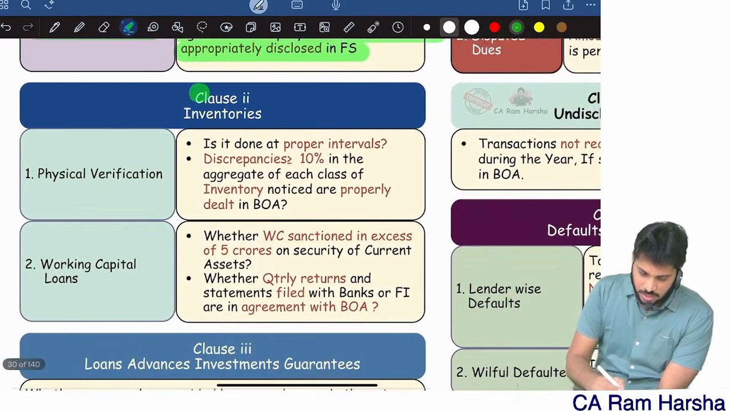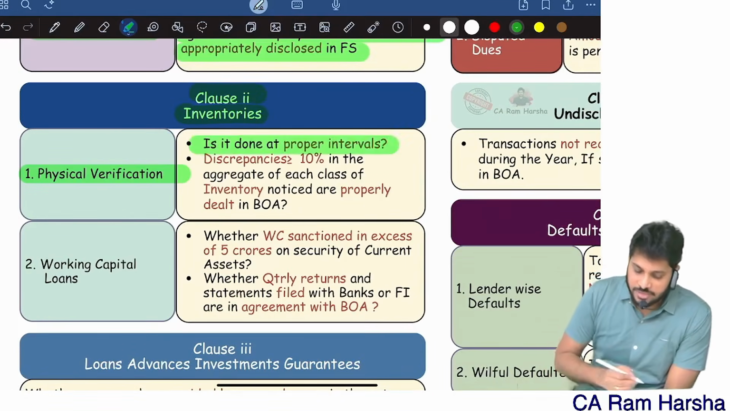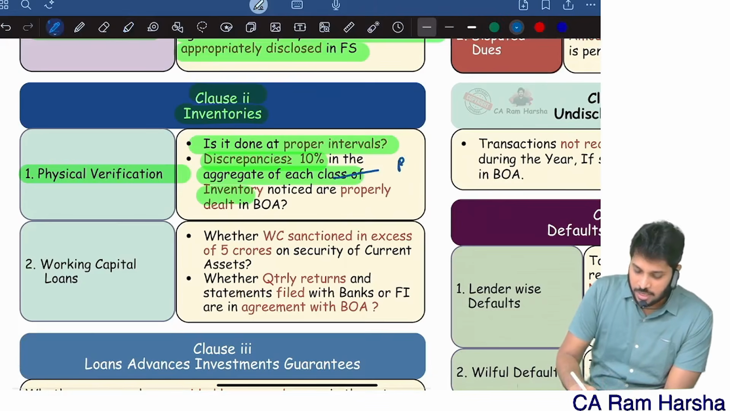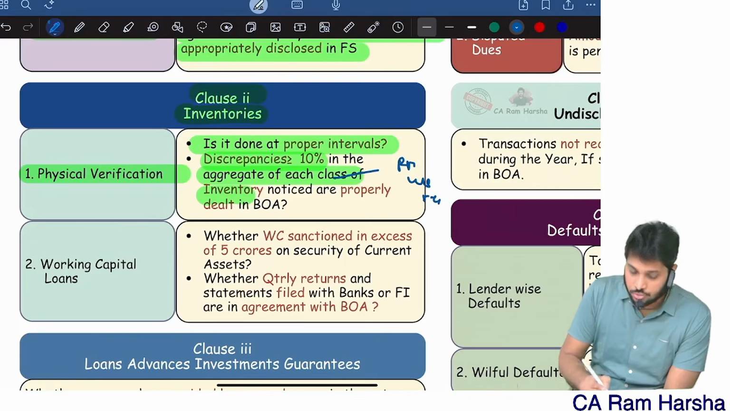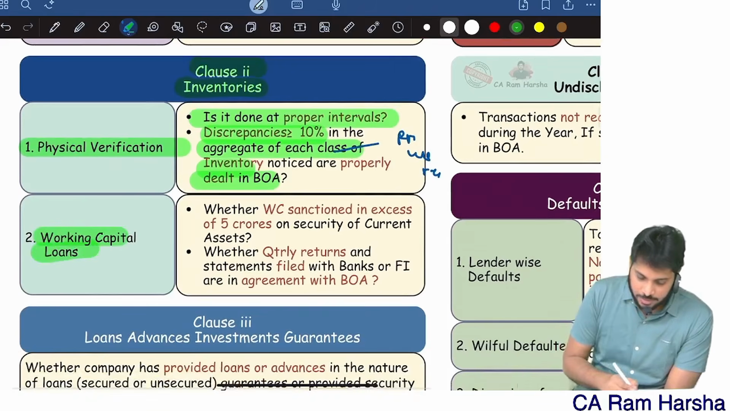Yeah. Next, inventories. There are 2 issues. Physical verification: whether the inventory verification is done at proper intervals, check out. If there is any discrepancy of more than 10% in aggregate of each class of inventory, and each class of inventory means what, by the way? Raw material, work in progress, finished goods. Yes or no? So the auditor has to check whether they were properly dealt with in the books of accounts or not. Working capital loans: whether a working capital loan is sanctioned in excess of 5 crores.